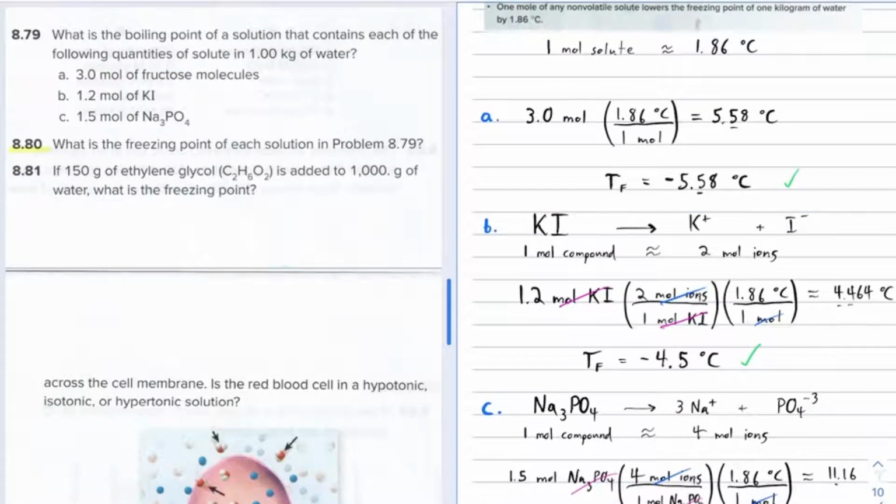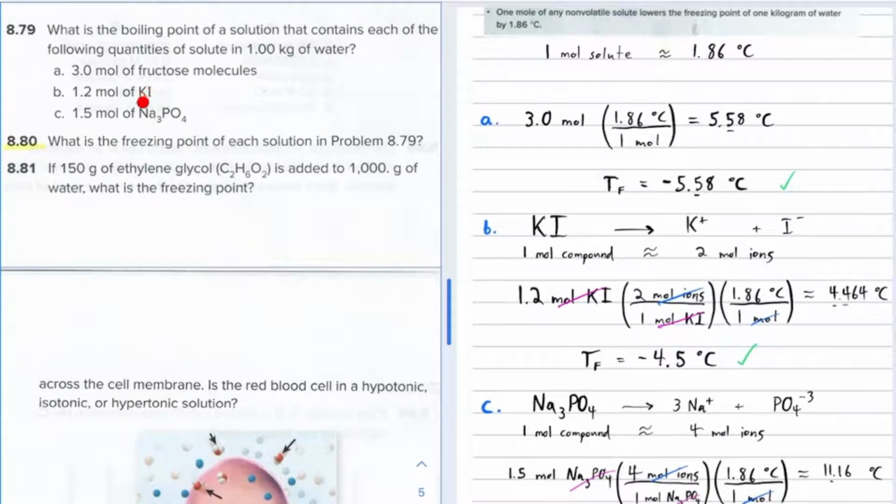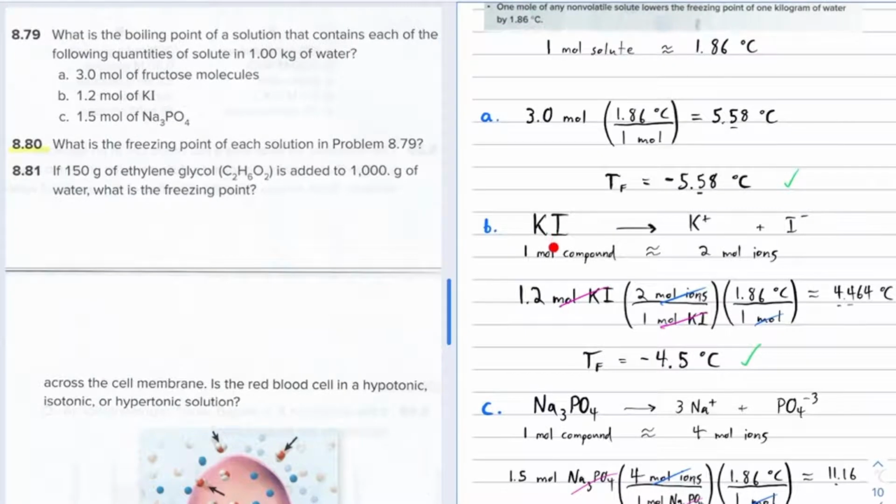Okay, part B, a little more tricky because this is an ionic compound. And if you got 1.2 moles of potassium iodide, remember when ionic compounds are dissolved in water, they dissociate into cations and anions. And for every 1 mole, you're going to have one of these and one of those. That's going to be 2 moles of ions. So if you got 1.2 moles of potassium iodide, for every 1 mole of potassium iodide, you got 2 moles of ions. This part tells you how many moles of particles. There's going to be 2.4 moles of particles.